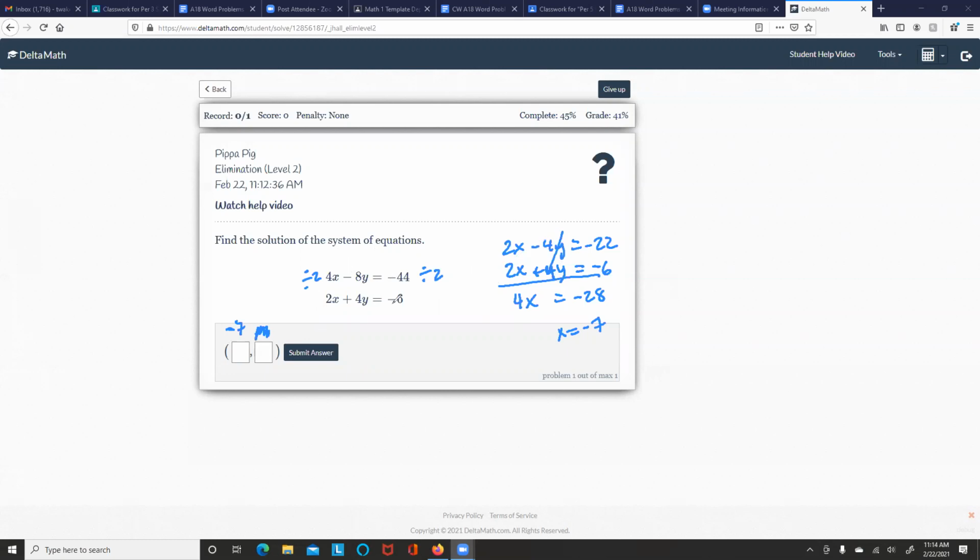Or I could multiply the bottom equation by 2, but that would make the numbers bigger. Could totally do it that way. I just chose to do it this way. It's a little easier. All right, so just want to let you think about that. All right, going to go on to the next problem.